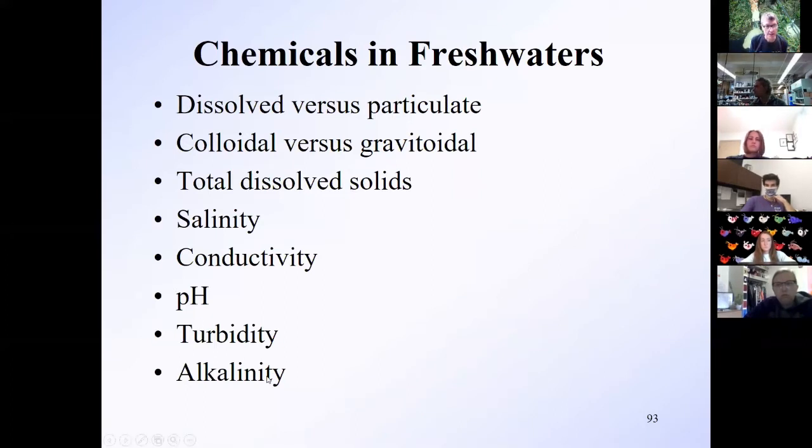And then alkalinity is a measure of basically the bicarbonate equilibrium. And we'll go over that in a good bit more detail when we talk about the bicarbonate equilibrium.